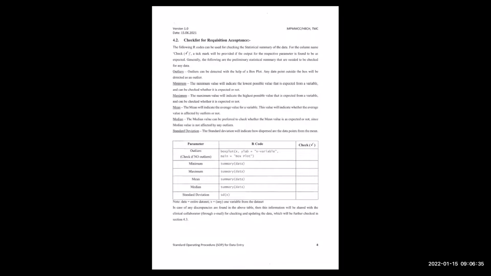Simultaneously with the outlier detection, we can go with the minimum and maximum value detection. The minimum value will indicate the lowest possible value that is expected from a variable, and it can be checked whether it is expected or not. For example, if you mention in your study that the minimum inclusion criterion for age is 18 years and above, and we see that some patients' age is below 18 years, then obviously you have to delete those patients' values from your Excel file while entering the data.